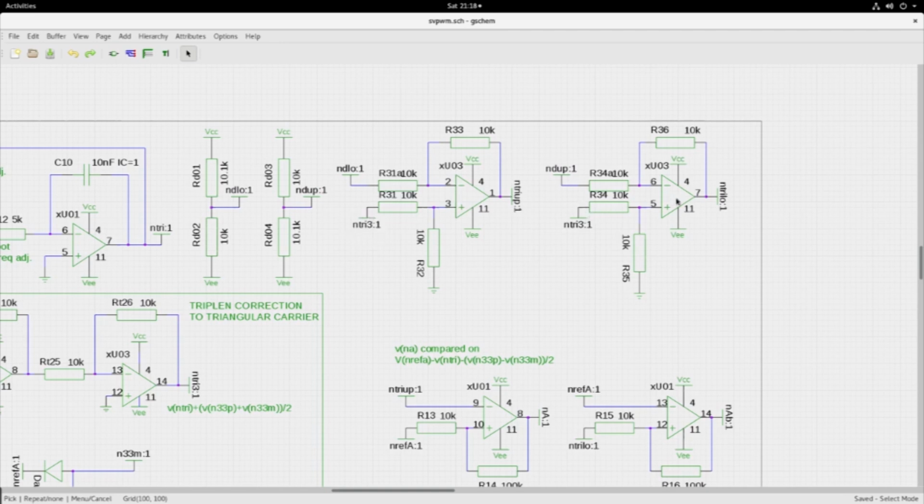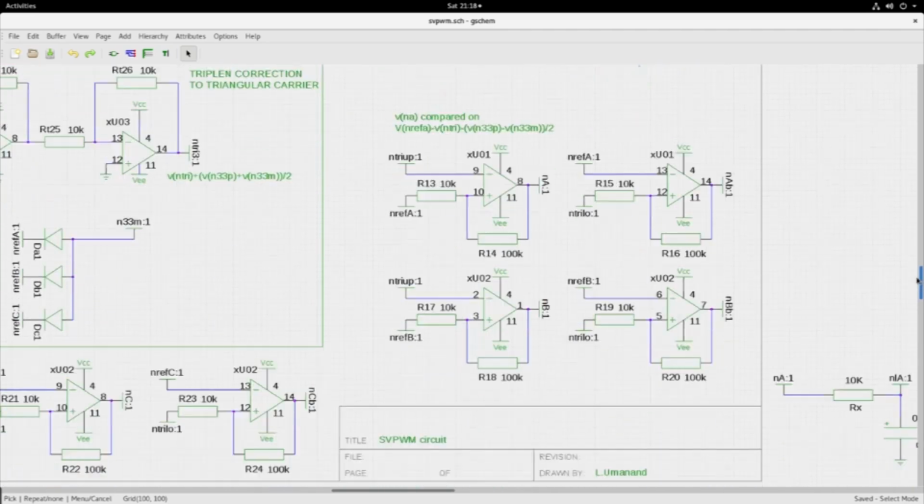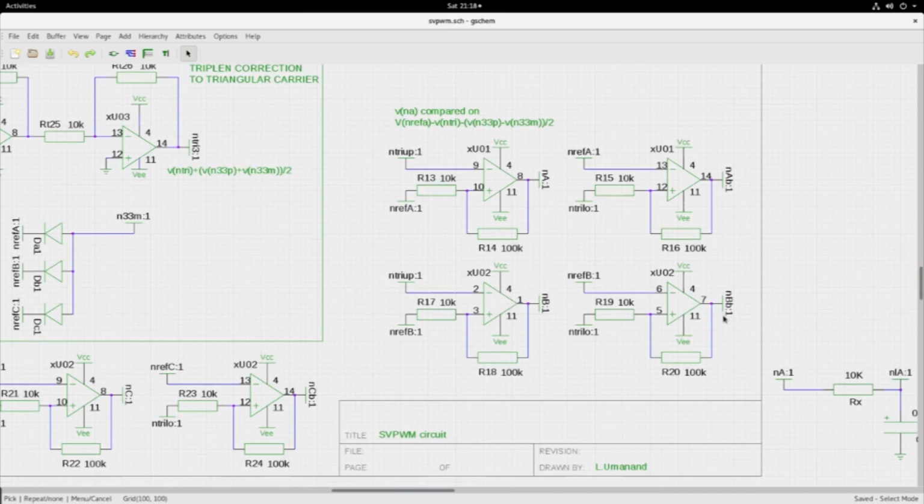Another triangle, you obtain the triangle low by shifting the offset low, but the input I am using is the triplen corrected triangle. So this triangle is used for getting a triplen corrected triangle, and the triplen corrected triangle is used to create two triangles, one up and one down, and that is used for comparing with the op-amps with the modulating signal, and then you get the PWMs.